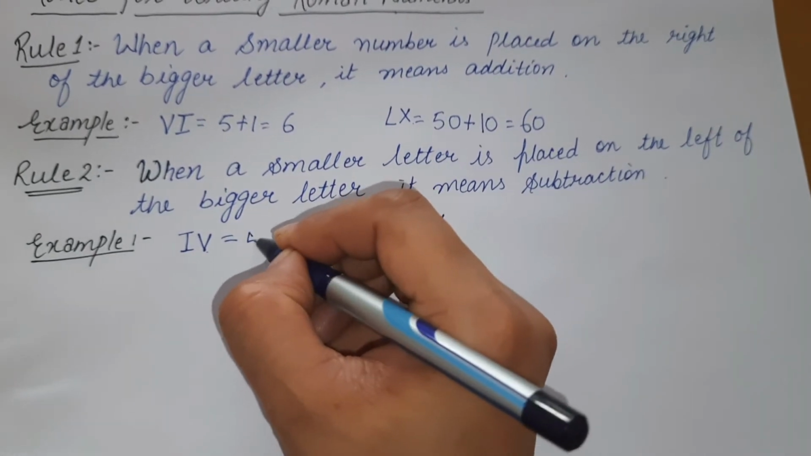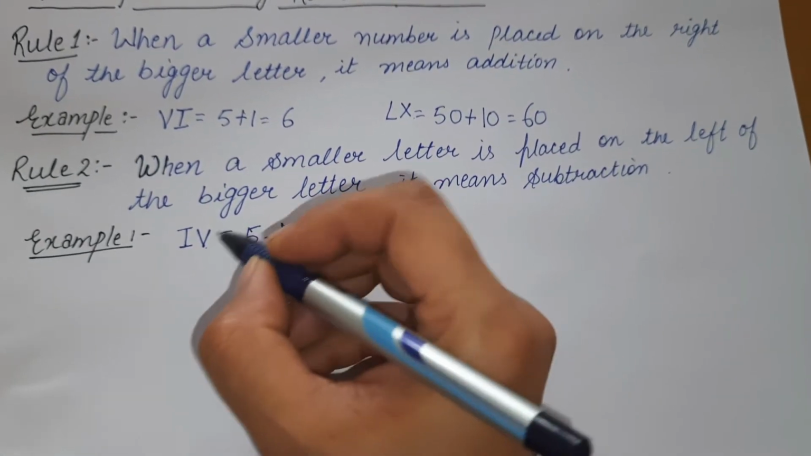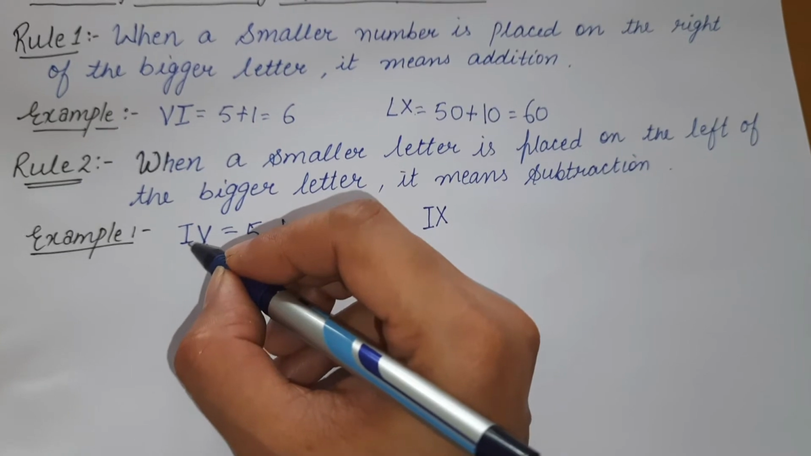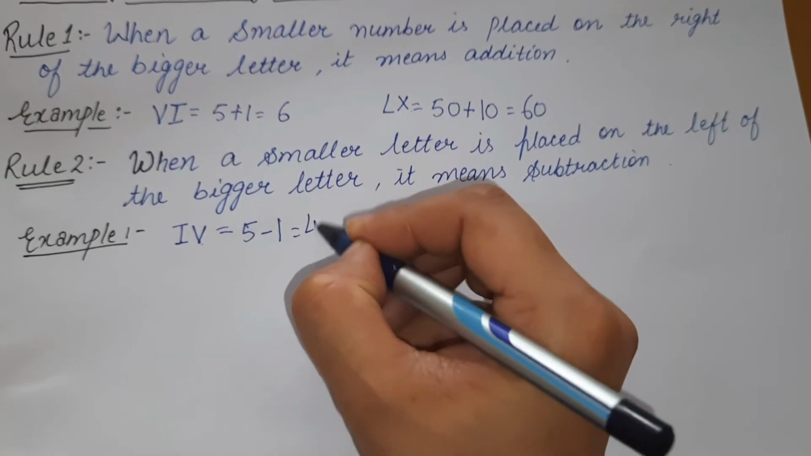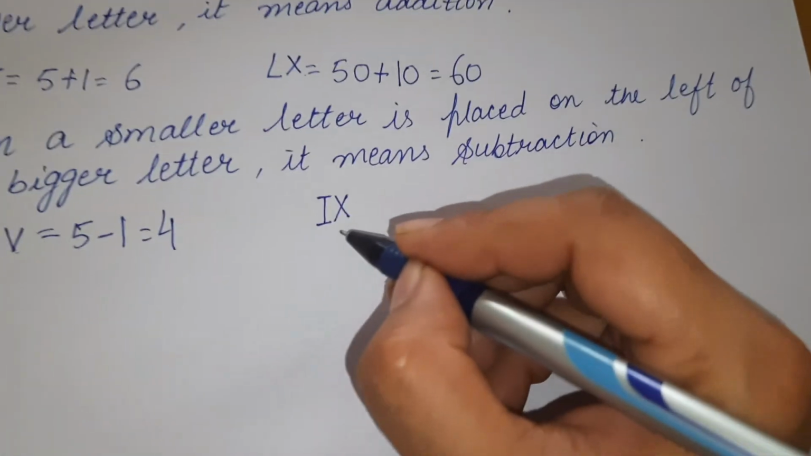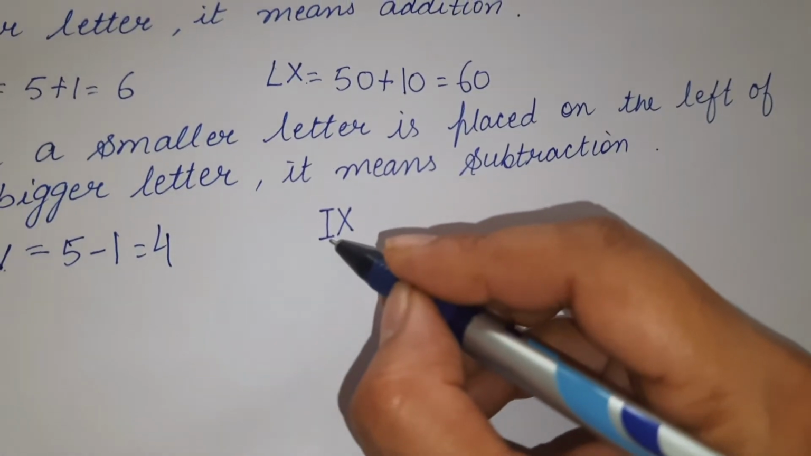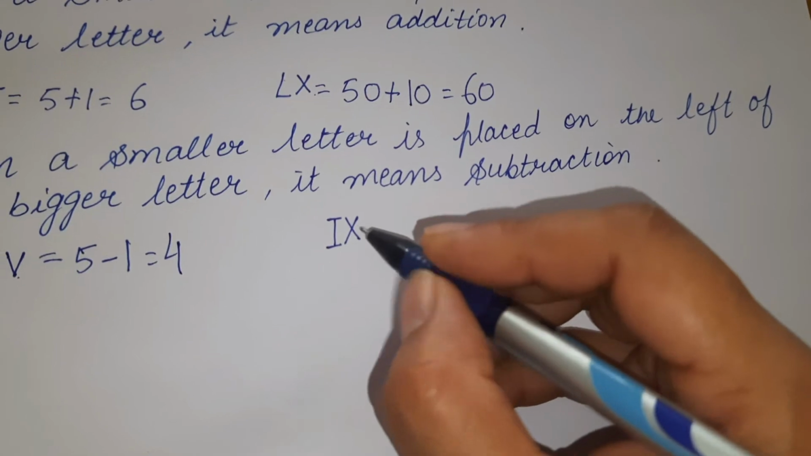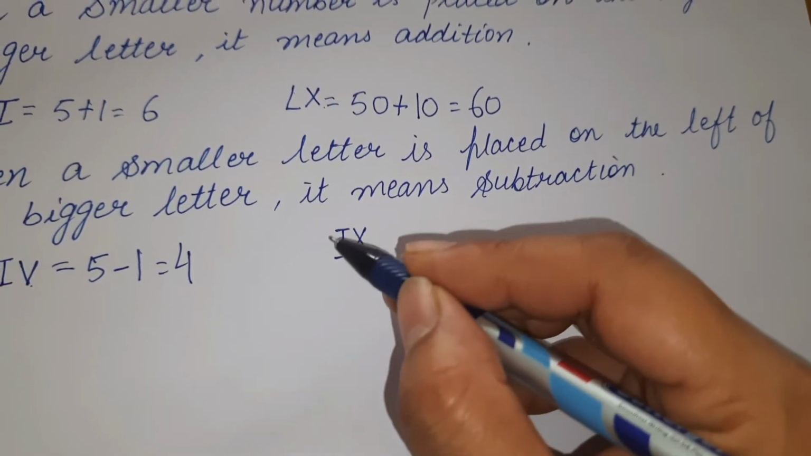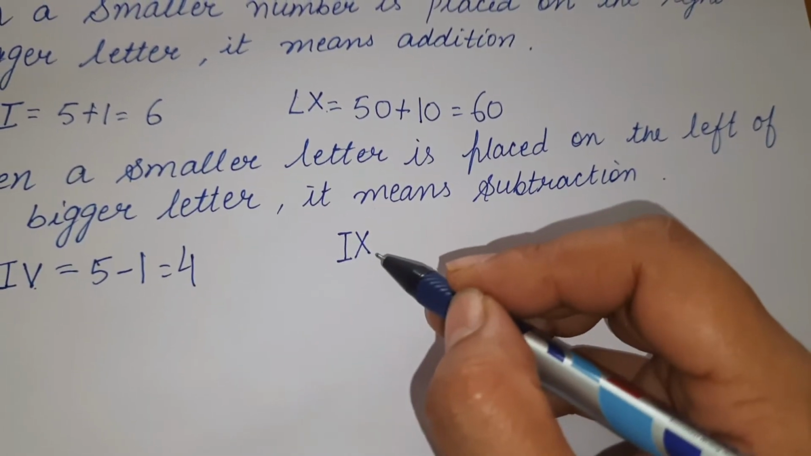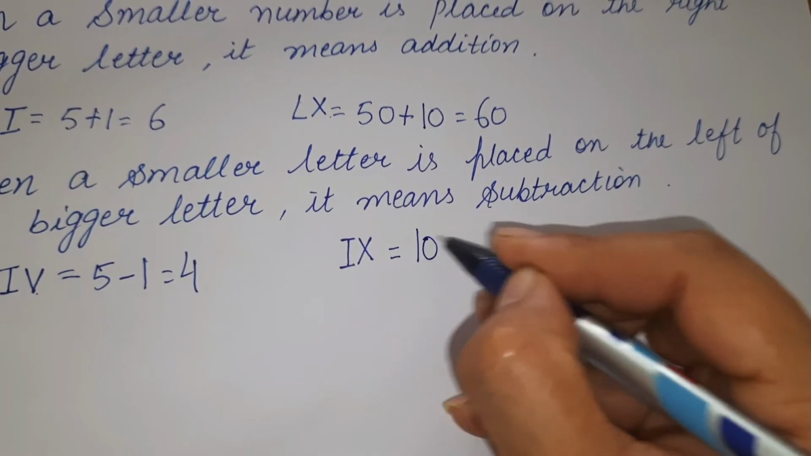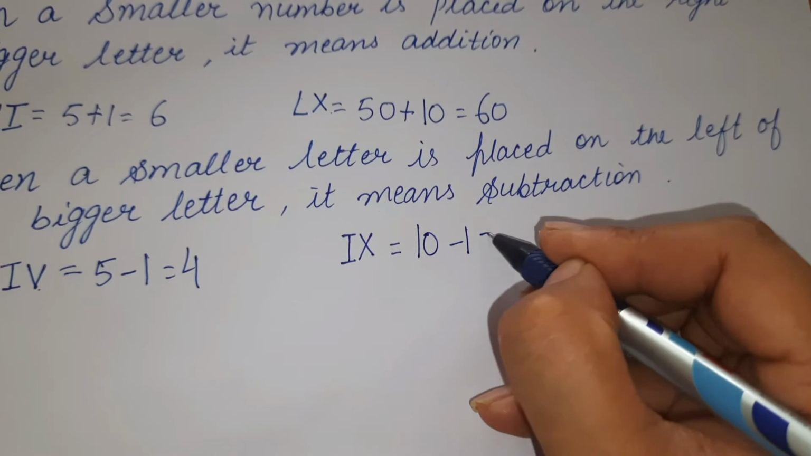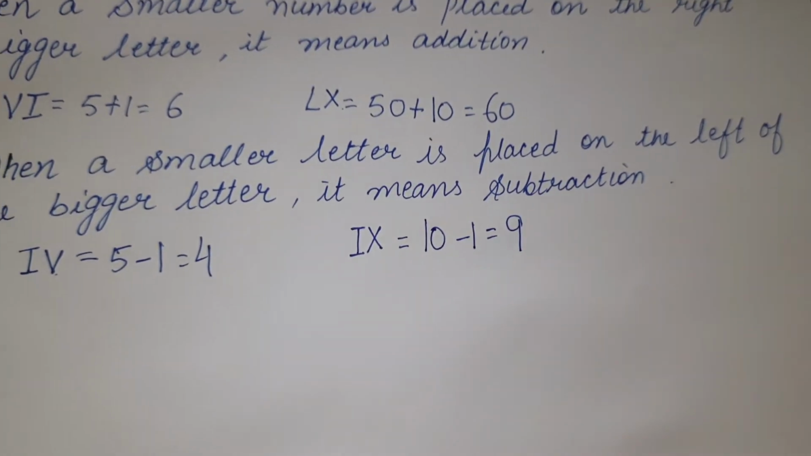So it will be 5 minus 1. This is 5, this is 1. So we will subtract 1 from 5, which is 4. See this, IX. I stands for 1 and X stands for 10 and the symbol of smaller value is placed on the left of the symbol of larger value. So we will subtract the value. So it will be 10 minus 1, which is 9.